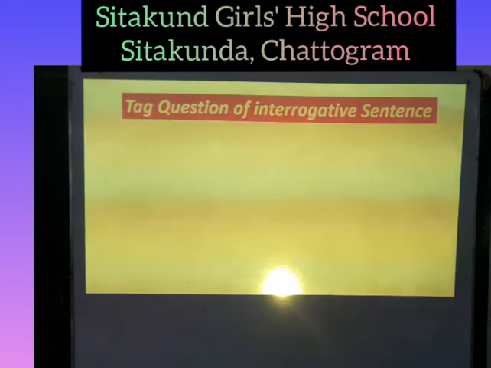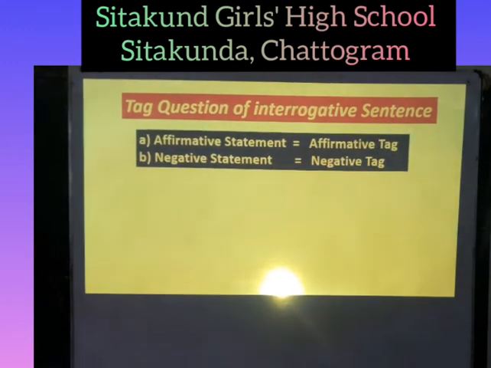Tag question of interrogative sentence. This discussion is very interesting actually. Dear students, you are looking A and B. So A, affirmative statement, affirmative tag. That means if you see a statement affirmative and the tag question will be affirmative. But in my previous classes I have discussed, if you see affirmative statement, answer will be negative. But now here in the interrogative sentences, if you see affirmative statement, answer will be affirmative, and if you see negative statement, answer will be negative. Through some examples you will clearly understand.